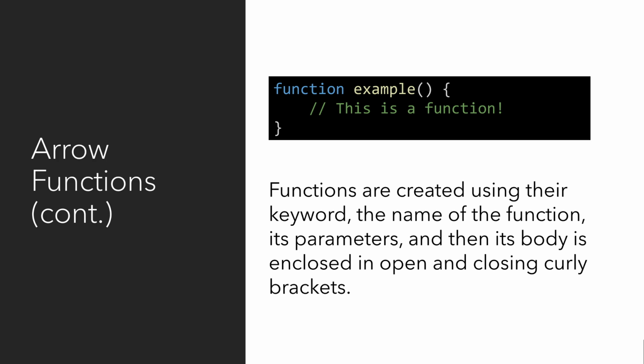In this example, we have the function keyword, the name of the function, example, followed by open and closing parentheses, enclosing any parameters it would have, separated by commas, none in this case, and then finally its body enclosed in opening and closing curly brackets.